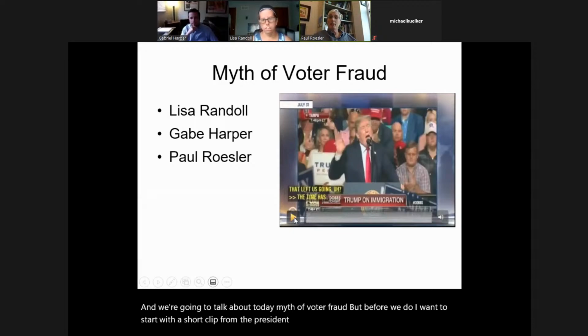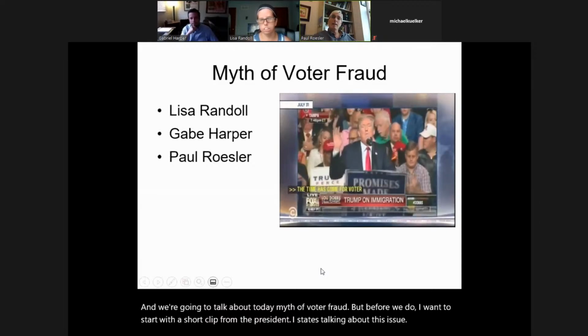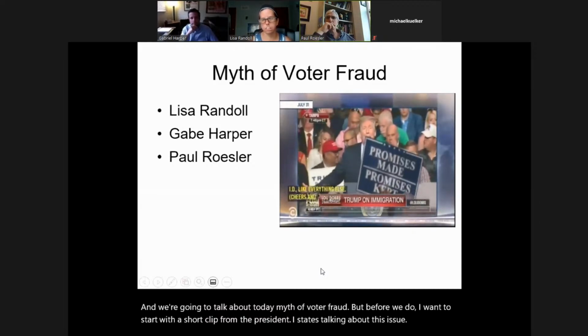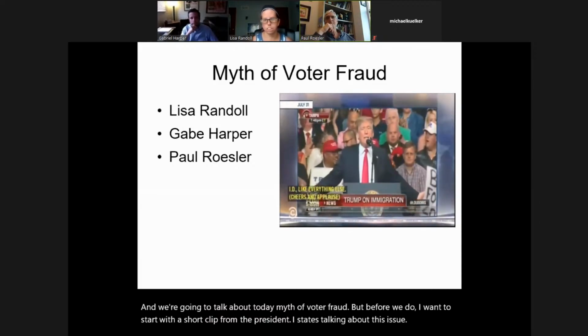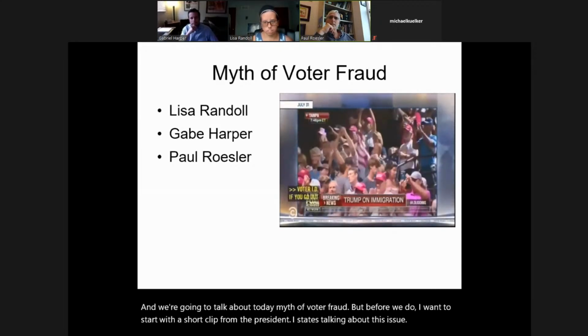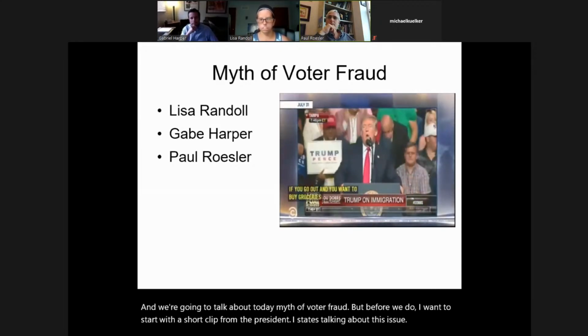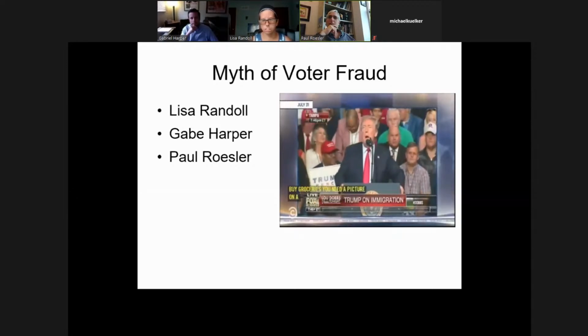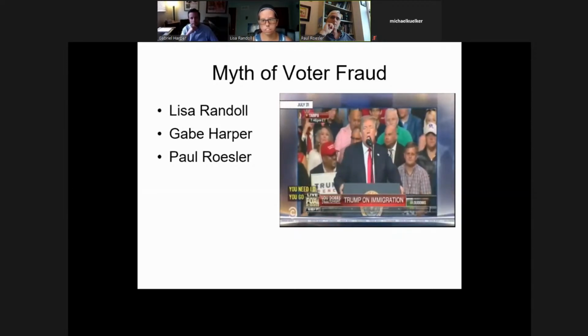The time has come for voter ID, like everything else. Voter ID. You know, if you go out and you want to buy groceries, you need a picture on a card. You need ID. You go out and you want to buy anything, you need ID and you need your picture.